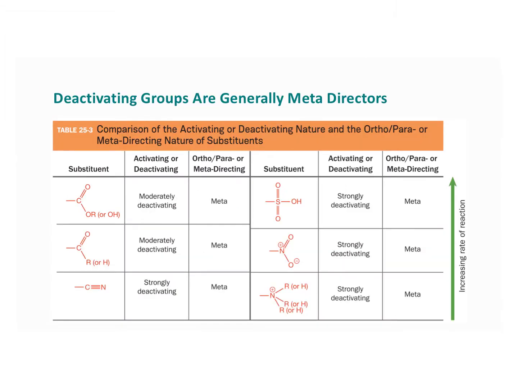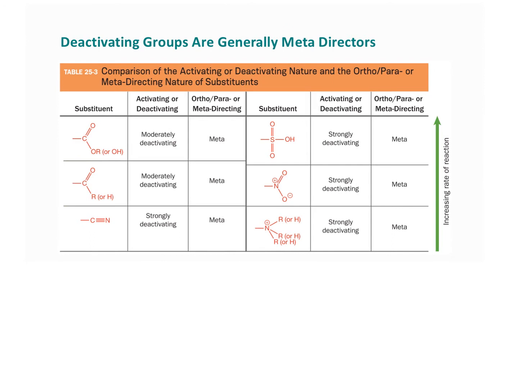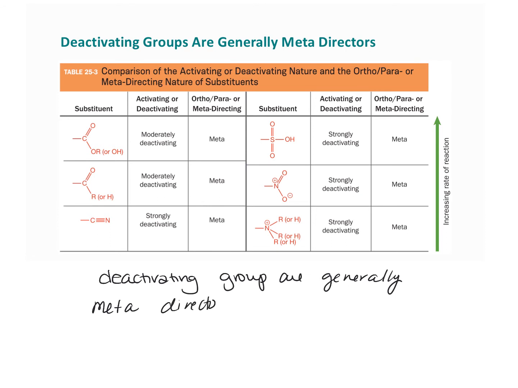And then when we look at deactivating here, deactivating groups are generally meta directors, right? So kind of that same idea here, the substituents that destabilize the arenium ion intermediate by withdrawing electron density are deactivating groups. These groups destabilize the ortho and para intermediates more than they destabilize the meta intermediate, making them meta directors.